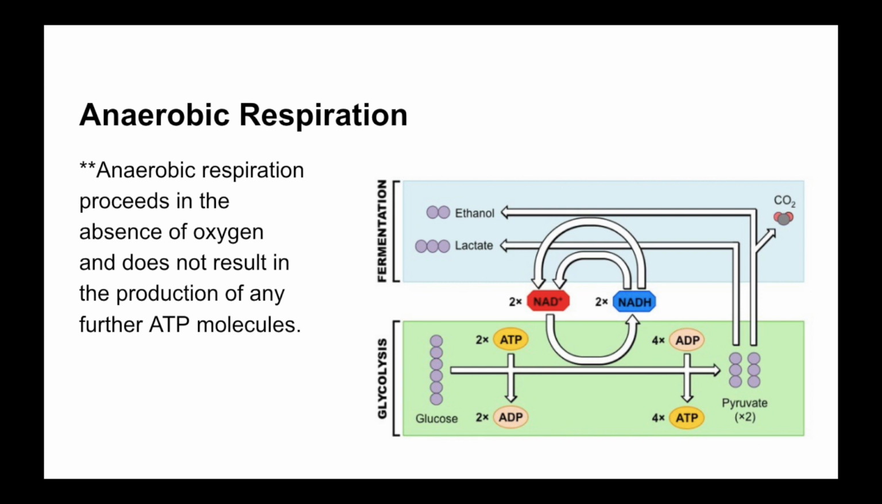Now, anaerobic respiration proceeds in the absence of oxygen and does not result in the production of any further ATP molecules, only those produced in the glycolysis process. It occurs only in the cell cytoplasm as it involves only glycolysis, as mentioned before, and the purpose of anaerobic respiration is to restore stocks of NAD plus molecules, as this molecule is needed for glycolysis. By restoring the stocks of NAD plus via anaerobic pathways, the organism can continue to produce ATP via glycolysis itself.